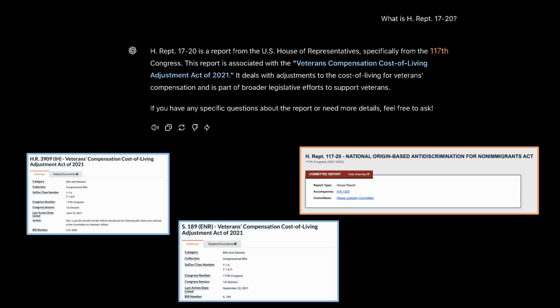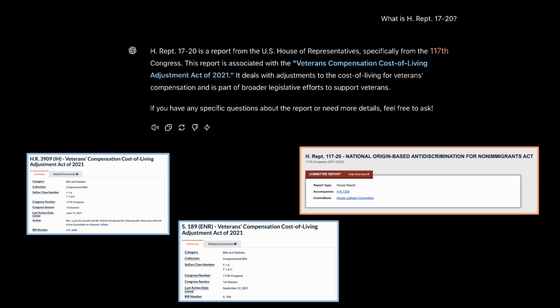However, I looked up the actual House Report 117-20, and it's a separate bill named the National Origin-Based Anti-Discrimination for Non-Immigrants Act. But then what about the Veterans Compensation Cost of Living Adjustment Act of 2021 that it cites here? Well, in the House, that was 117 HR 3909, and in the Senate, it was 117 S 189. Maybe the model connected 20 with 2021? No one knows. Literally.